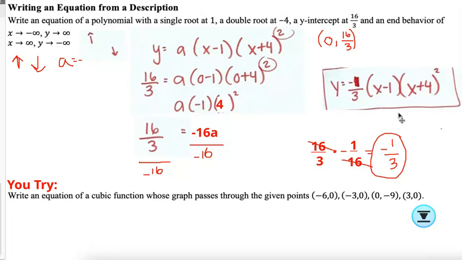All right, last problem. I want you guys to try it on your own. Kind of a tricky equation. Write an equation of a cubic function whose graph passes through the following points. So you're going to need to figure out which ones are x-intercepts, which ones are y-intercepts to help you figure it out. So press pause, and I'll show you the answer in 5 seconds.